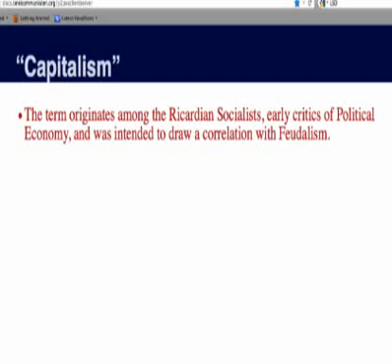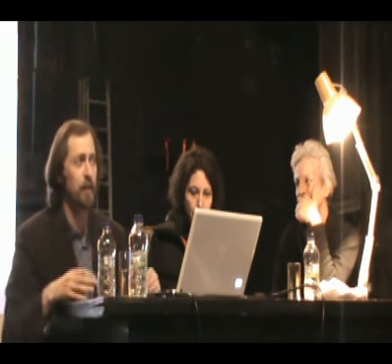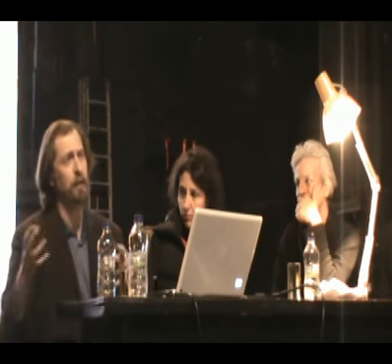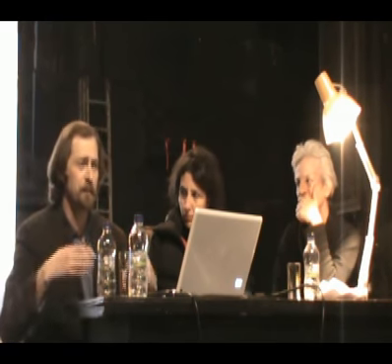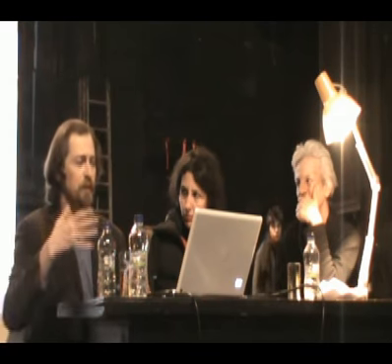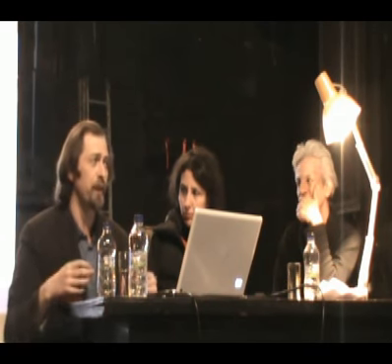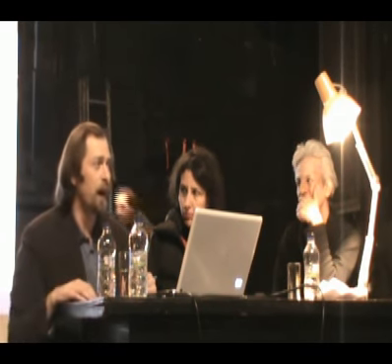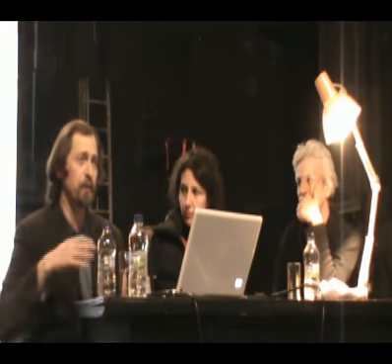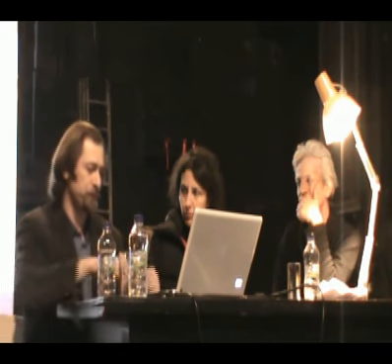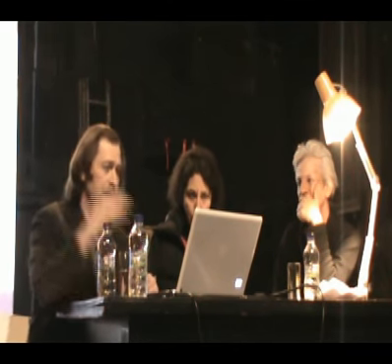Early socialists took what was called political economy, which explained why the landlords were unfairly exploiting the capitalists, and extended that critique to show that the capitalists were exploiting the workers. And so they used the term capitalism to draw a correlation with how the capitalists were using the term feudalism. Right? And here's a famous example.